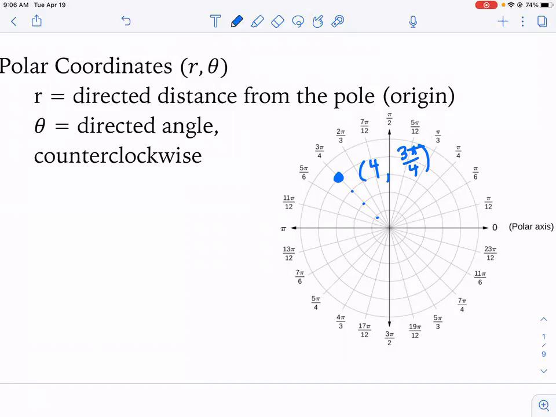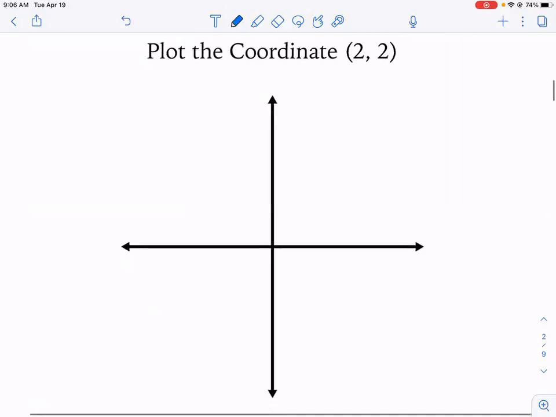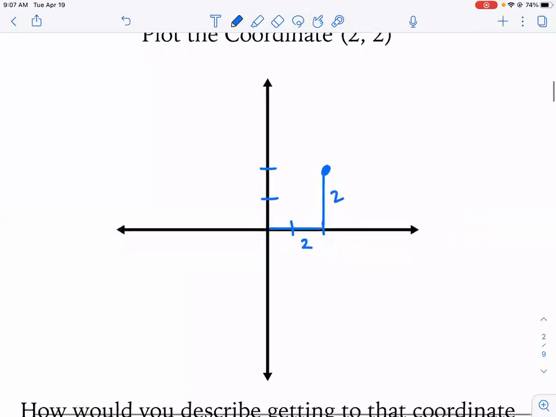We're going to do something right now, and you and your pod are going to have to talk about things and work together. Let's think about the coordinate (2, 2). Describe to me how to graph that. Rectangular coordinate (2, 2). I'm going to go right 2 and then up 2. That's my coordinate. I went right 2 and then I went up 2.